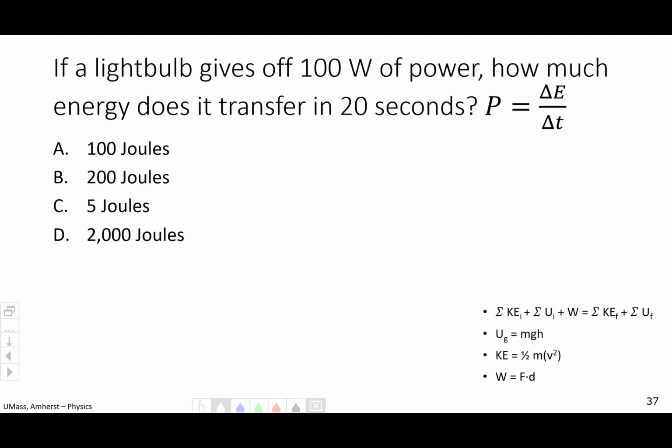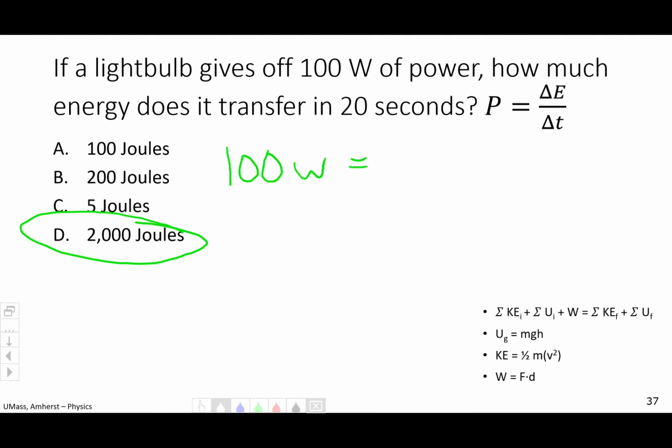So, if a light bulb gives off 100 watts of power, how much energy does it transfer in 20 seconds? Great question. Go ahead and think to yourself, then respond.